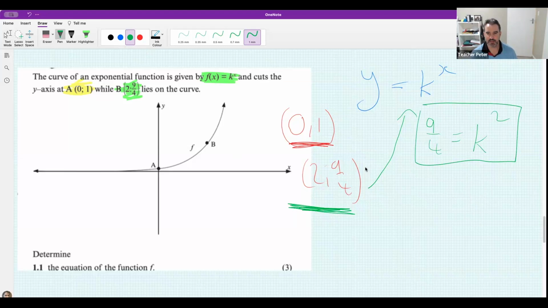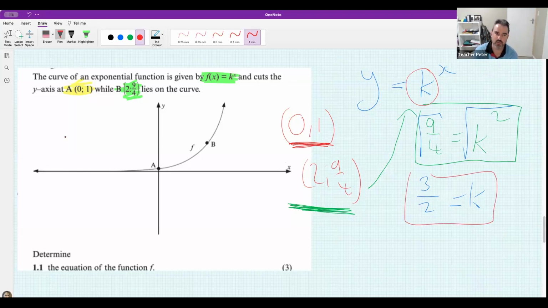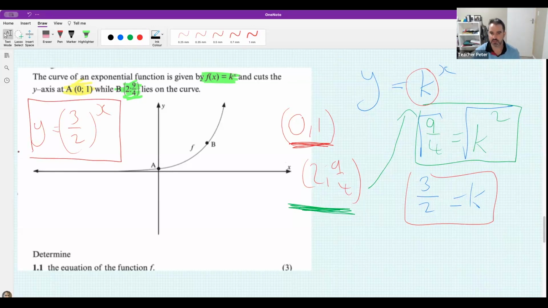What is k going to be? Well, to get k by itself, I'm going to have to square root both sides. Now, here's the thing. Even though the equation could be plus or minus 3/2, there's a restriction. This value, the base value, has to be greater than 0. And so because it has to be greater than 0, the answer can only be k is 3 over 2. And the equation of my exponential function will be (3/2)^x.